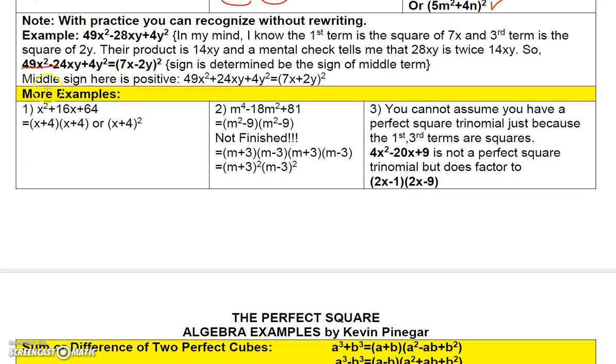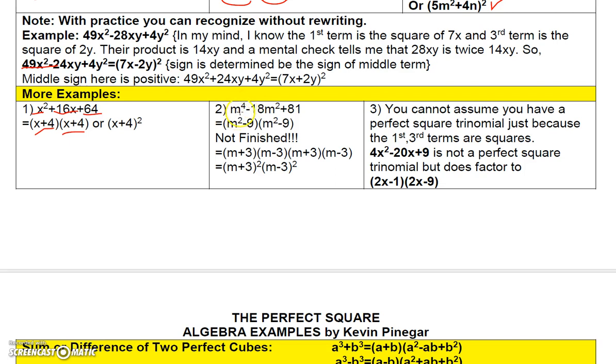Now, with practice, I can tell. So if I look at this one, I can see that the first term and the third term are perfect squares. And if you think of the square root of x squared is x, and the square root of 64 is 8, well, their product is 8x. And notice that the middle term is double, or twice 8x. So that tells me this is a perfect square trinomial. So it must factor into the square root of the first term, which is x, plus the square root of the last term, which is 4, times the same factor, x plus 4, or x plus 4 quantity squared.